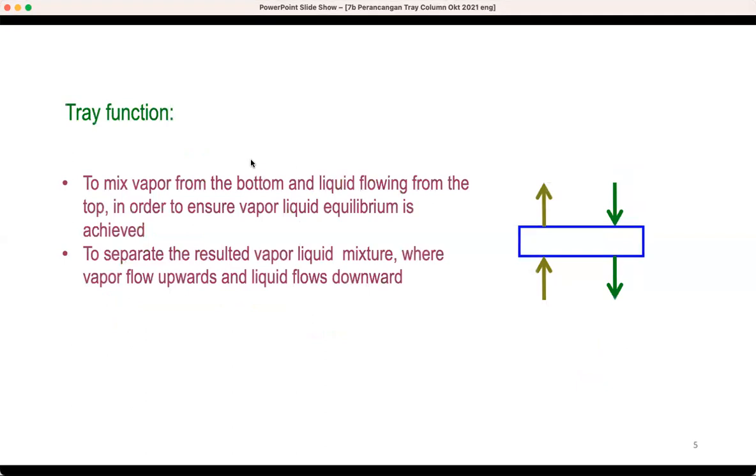Okay, let's just refresh what the tray function is. The tray function is to mix vapor from the bottom and liquid from the top in order to ensure vapor-liquid equilibrium is achieved. After the vapor and the liquid are mixed and the equilibrium is achieved, the vapor should leave upwards, and the resulting liquid should flow downward. So the tray needs a good contact between the liquid and the vapor from the bottom, but it also needs a good separation after the equilibrium is achieved.